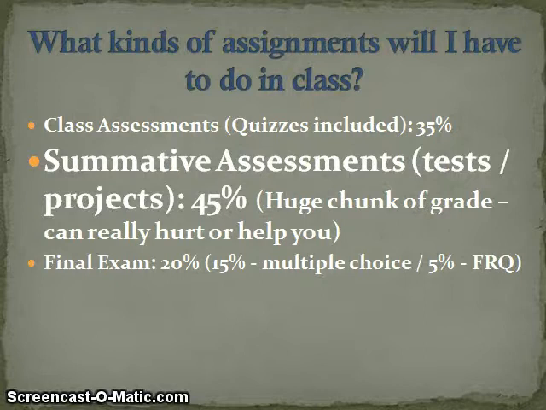This is the way the assessments are divided up, or your class grades are divided up. Quizzes and class assignments are 35% of your grade. Summative assessments, tests, and projects are worth 45% of your grade, and then the final exam is worth 20% of your grade, 15% for the multiple choice and 5% for the free response or short answer. I do have the summative assessments in bold for a reason. This is going to hurt a little bit because when you take one test, your first test, for example, that's going to count 45% of your grade.